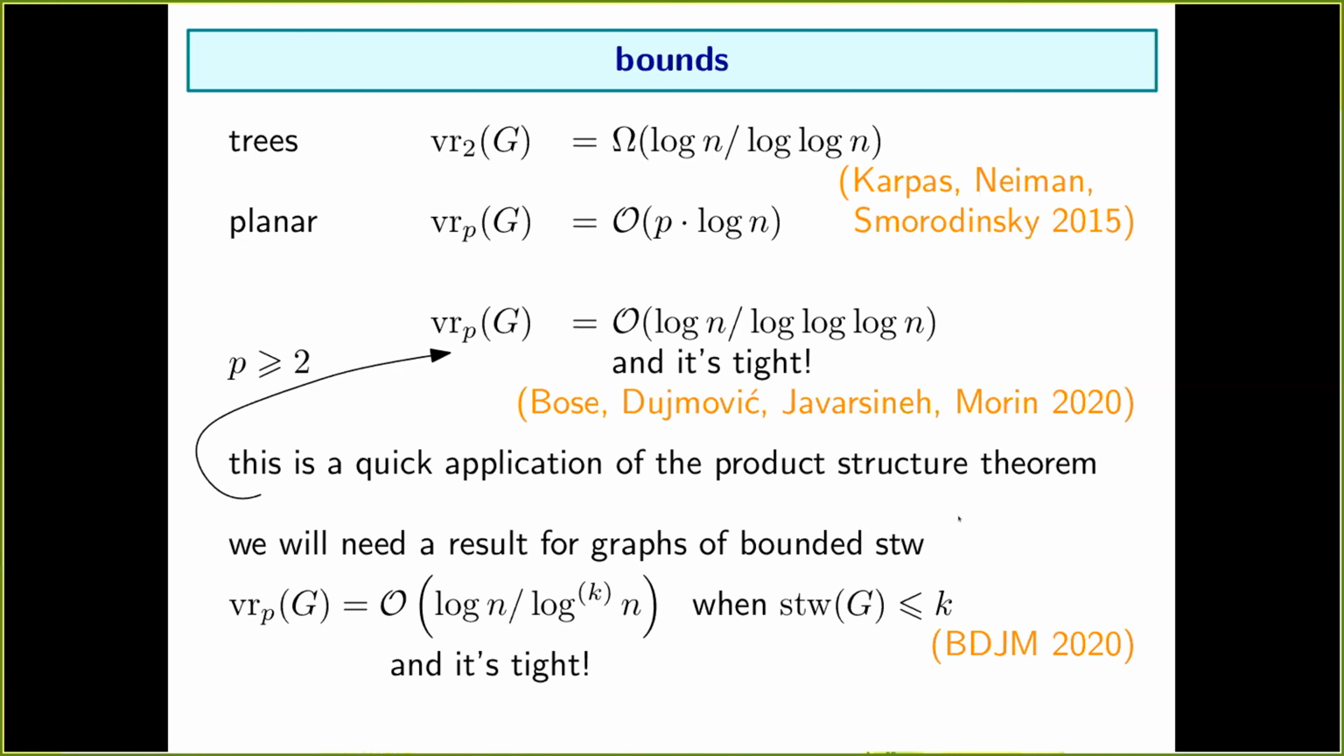So there's even a stronger upper bound. Outerplanar graphs have a log n over log log n upper bound. And that's because they have simple tree width two. Right. Okay. Yeah. Okay, thanks. Thanks, Pat.